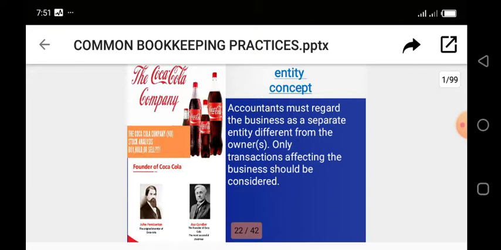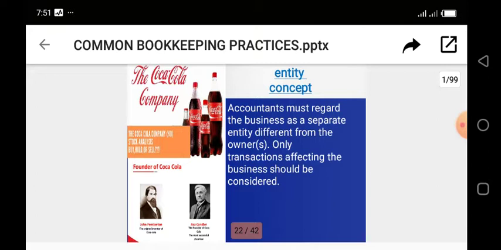So only transactions that affect the business should be recorded. Mr. Ash's personal money or Mr. John's personal money that has to do with their own personal affairs cannot be recorded inside Coca-Cola Company's record. It is wrong. It shows that the business is not separated. So one of the concepts in accounting or bookkeeping is this: the business must be separated from the owner of the business. Indirectly, the business is a legal person. Under law, it is recognized as a personality on its own.